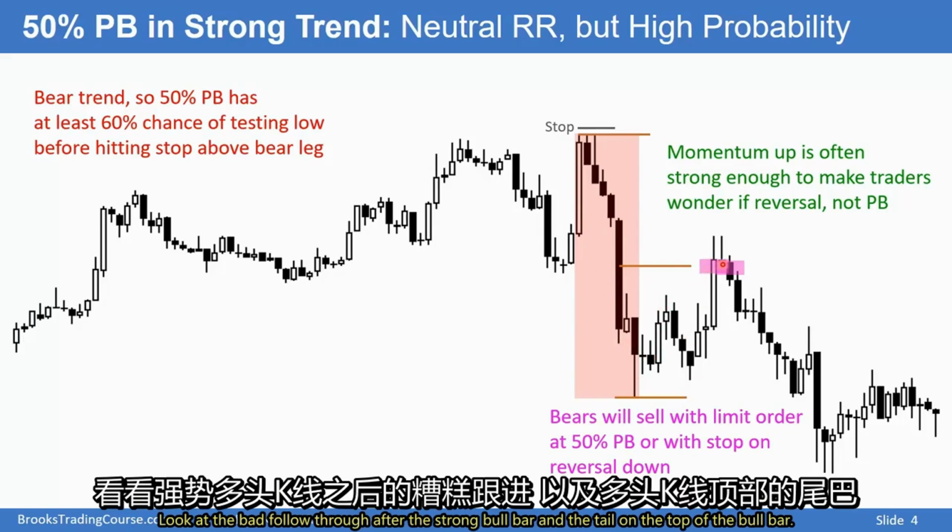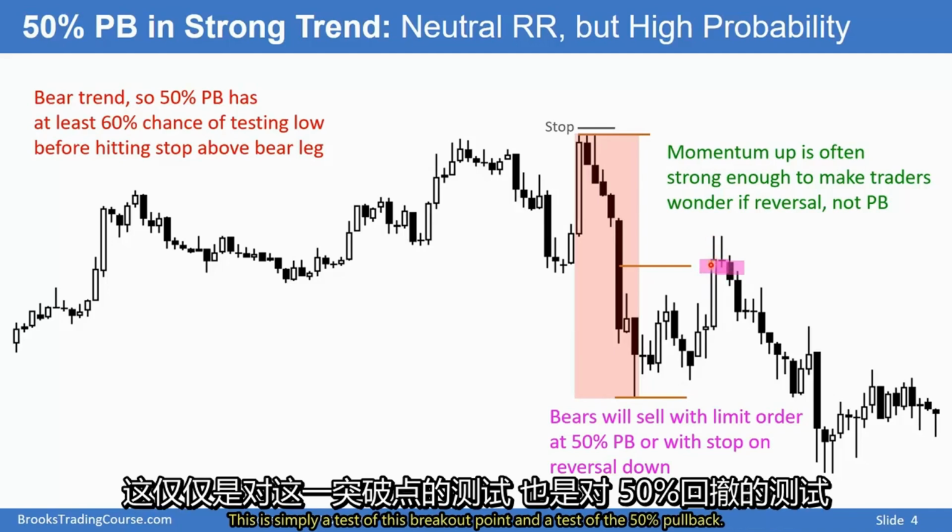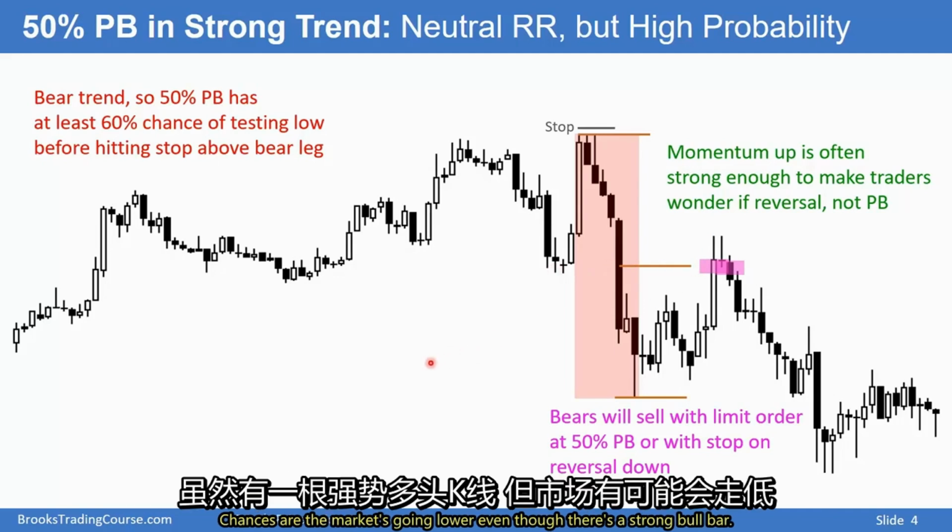Look at the bad follow-through after the strong bull bar and the tail on the top of the bull bar. This is simply a test of this breakout point and a test of the 50% pullback. Chances are the market's going lower even though there's a strong bull bar.